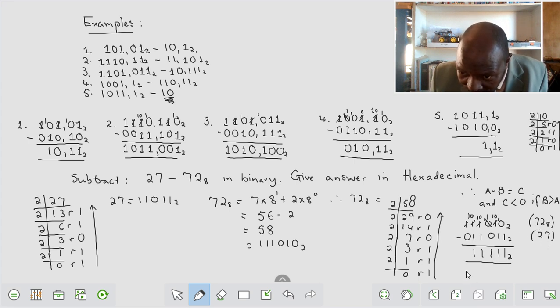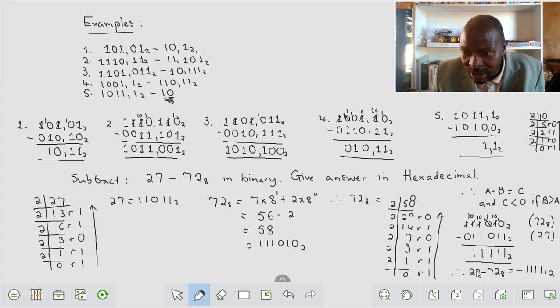But this is 72 minus 27. Our question was therefore 27 minus 72 in base 8, which is actually the negative 11111 in base 2, because when a smaller number is subtracting a bigger number, the answer has to be negative. So we should know this, even though it was a mistake, but maybe we can exploit that mistake and take advantage of it.